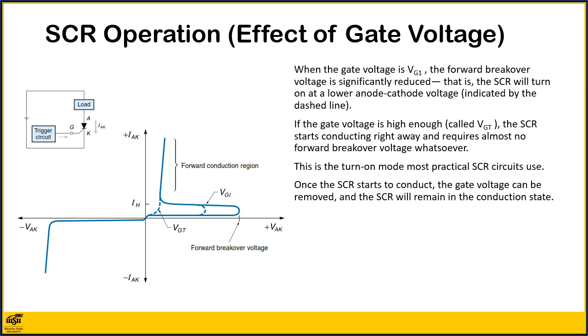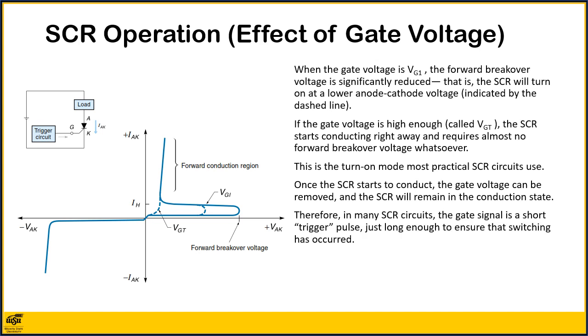Once the SCR starts to conduct, the gate voltage can be removed and the SCR will remain in the conduction state. Therefore, in many SCR circuits, the gate signal is actually a short trigger pulse, just long enough to ensure that switching has occurred.